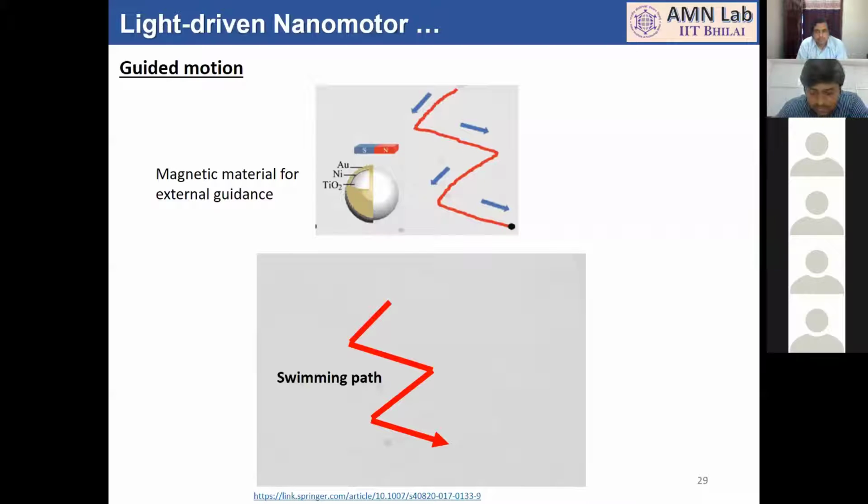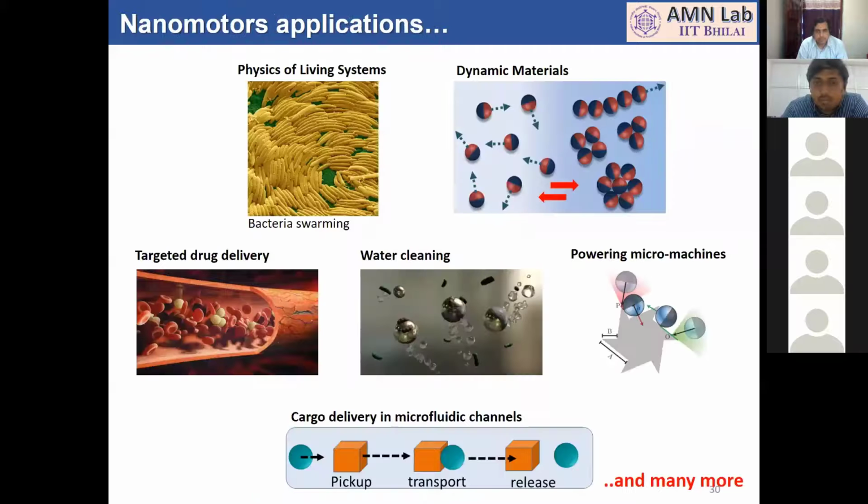So with this dynamics and small size, these nanomotors are useful for multiple applications. They provide an artificial system to study the motility and dynamics of biological systems. The dynamics of these nanomotors can be used to design novel materials with unique properties like self-healing and reconfigurability. Of course, they can be used for targeted drug delivery and water cleaning by selectively picking up microbes and hazardous molecules. They can be used to power micro or nanoscale machines, or simply for pickup and delivery of cargo in microfluidic channels.